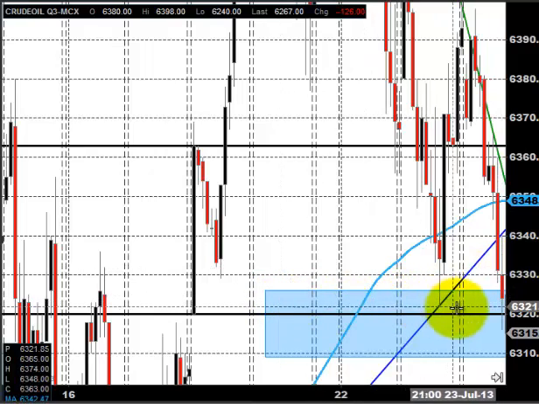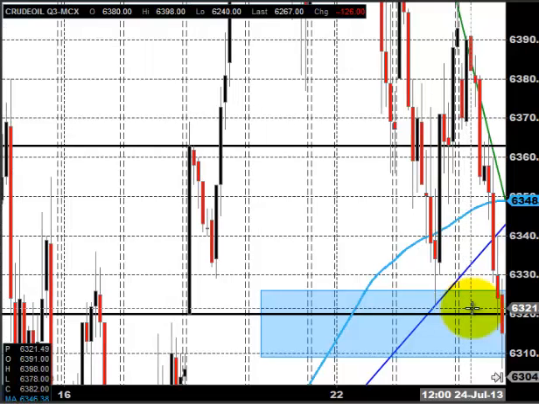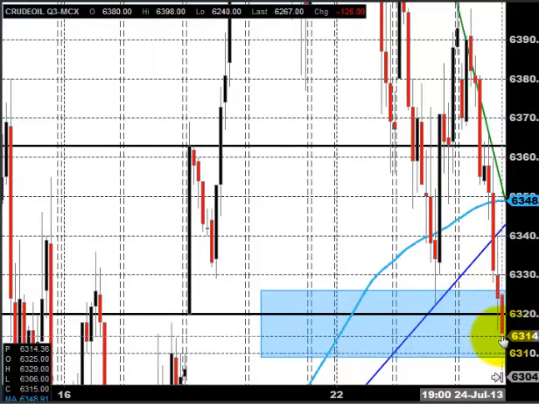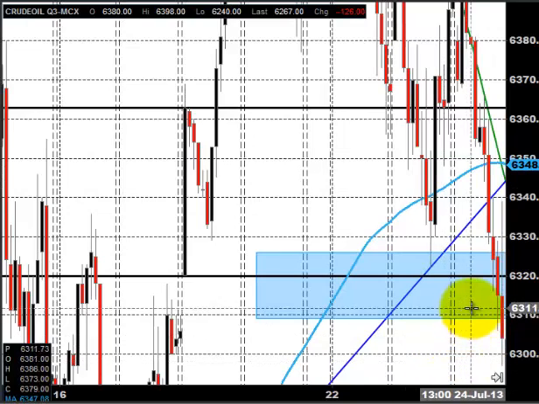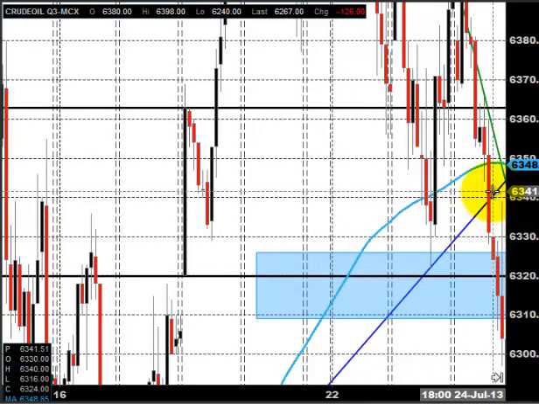Now the price is in the key zone, so you can see that the inventory report was about to flash when the price was trading within the key zone, and you can see that once we got the inventory report, the market just found some bounce back. You can see there was some bounce back.